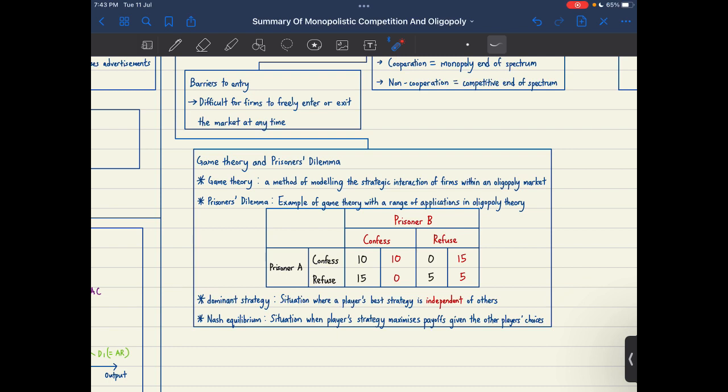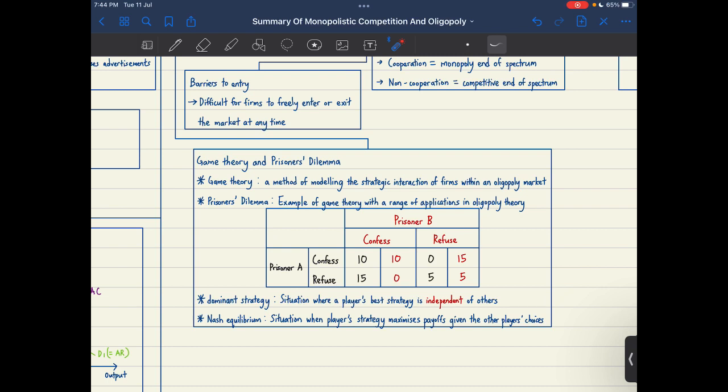If I decide to refuse, I'll end up getting 15 years of jail term, and if prisoner B decides to confess, he or she will get 0 years of jail term. So I'm the one at a disadvantage if I refuse. But if I refuse and prisoner B also refuses, this means that both of us will get 5 years of jail term. But if I confess and prisoner B decides to refuse, then I will have 0 years of jail term, and prisoner B will get 15 years of jail term.